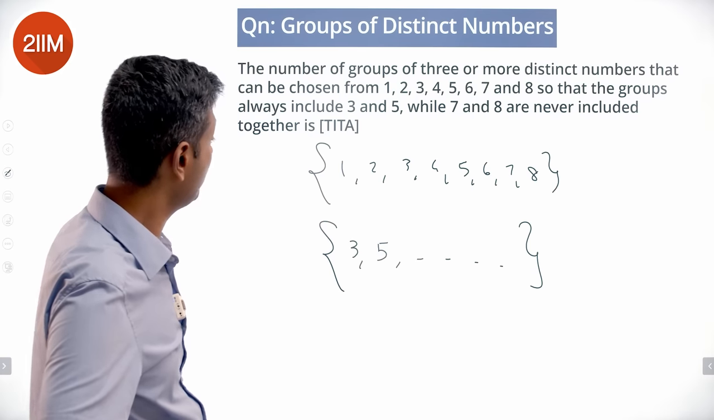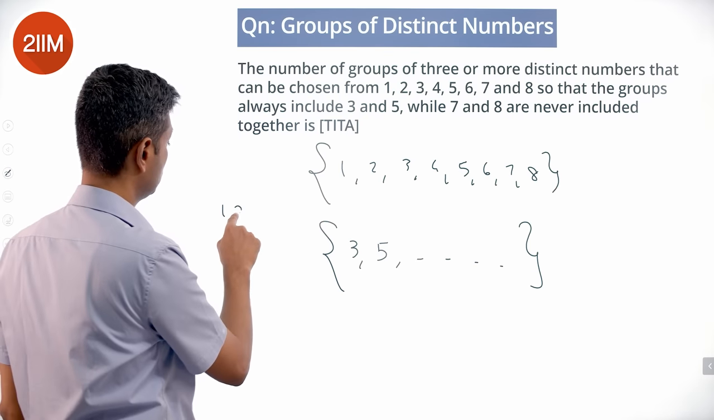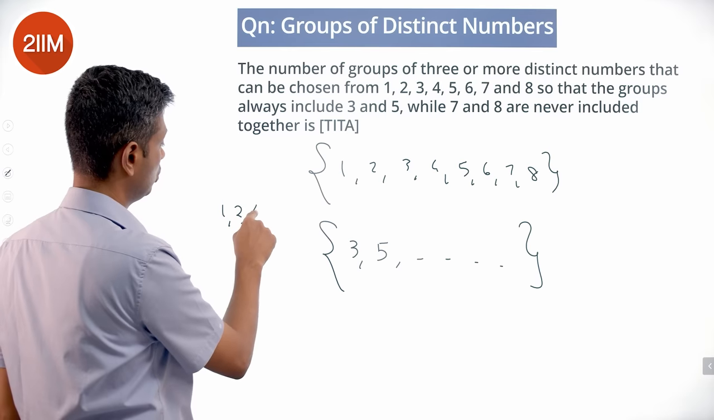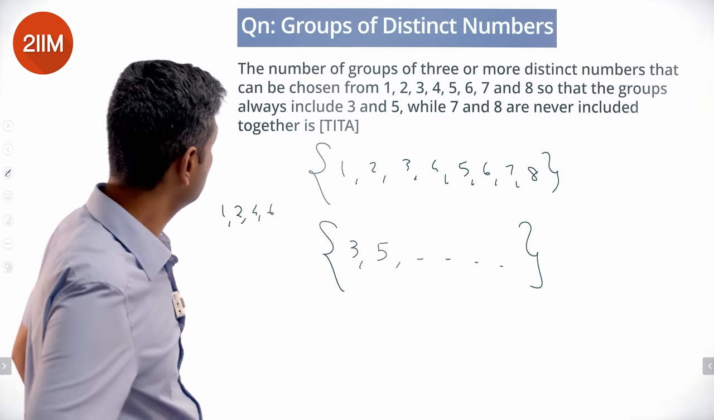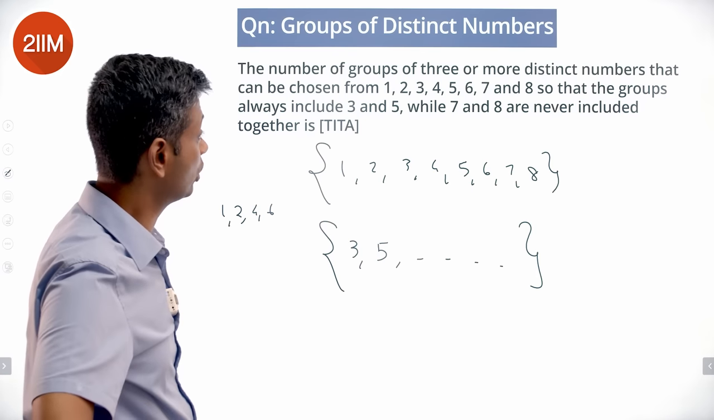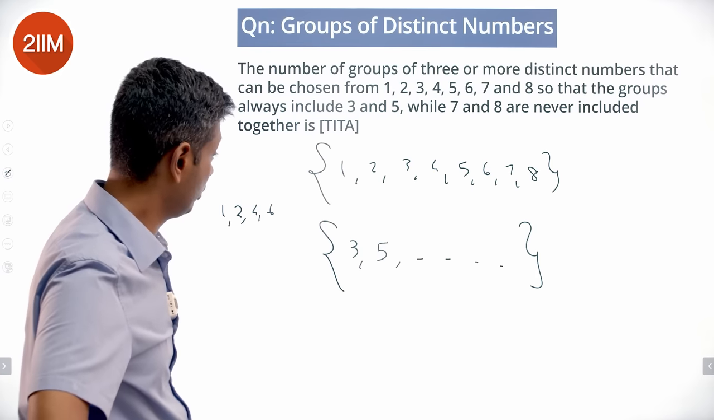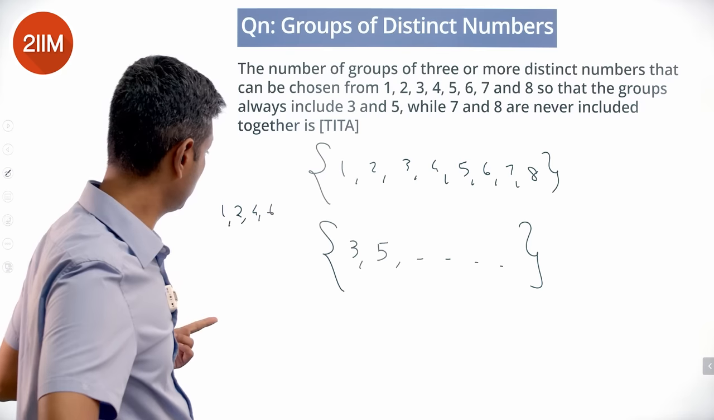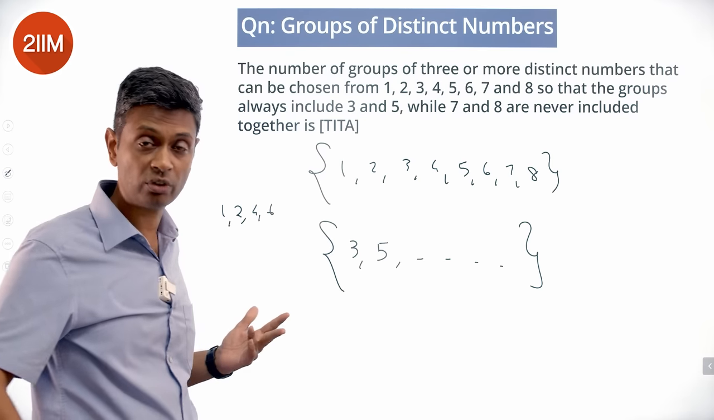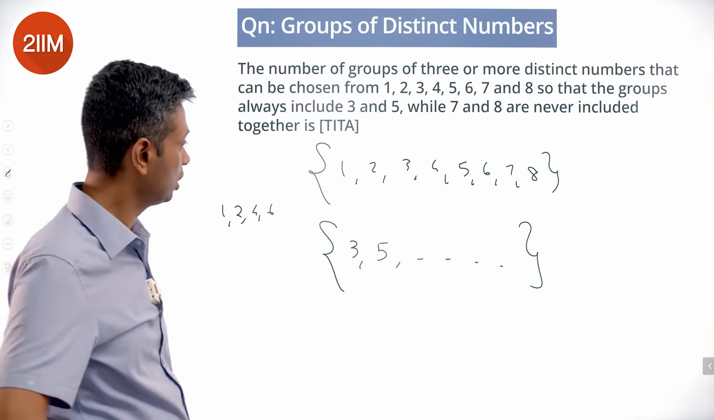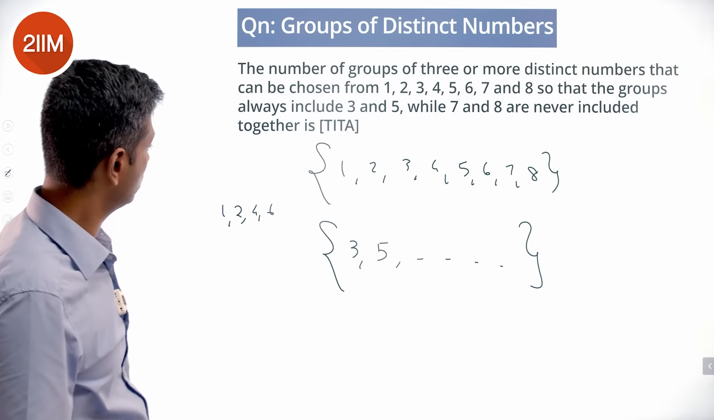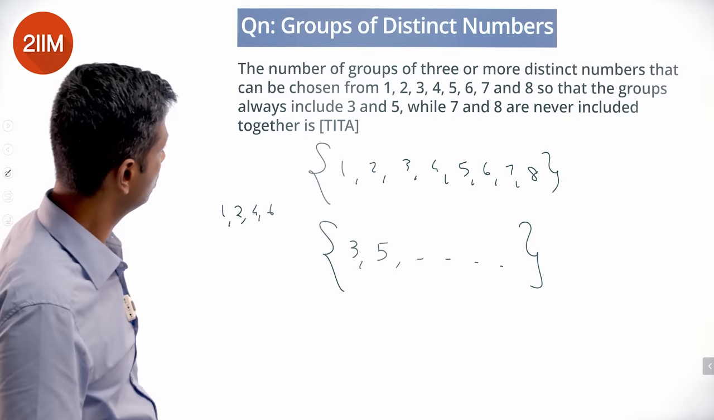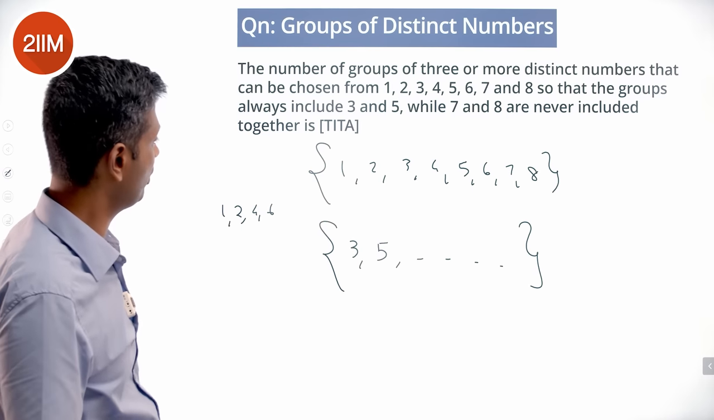So we could select between 1, 2, 4, 6. Out of this, any category could be in. 7 and 8 are never included. We need to be very careful about this. We could have only one. We could have 2 out of these, 3 out of these, 4 out of these. Each of them could be in or out, in or out, in or out. At least one of them should be selected. And then we think about how many ways this can be done.